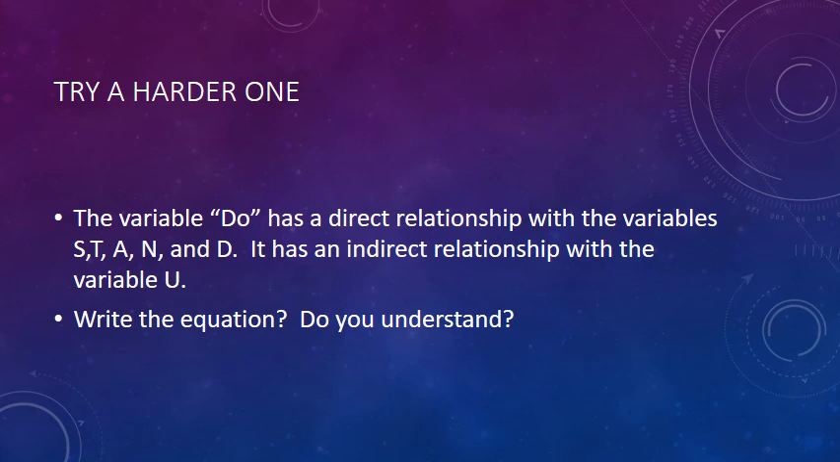So let's try a little bit of a harder one. Assume there's a variable called D, and it has 5 direct relationships with the variables S, T, A, N, and D, and it has 1 indirect relationship with the variable U. Can you write the equation?